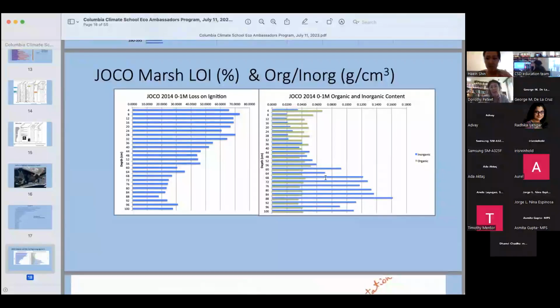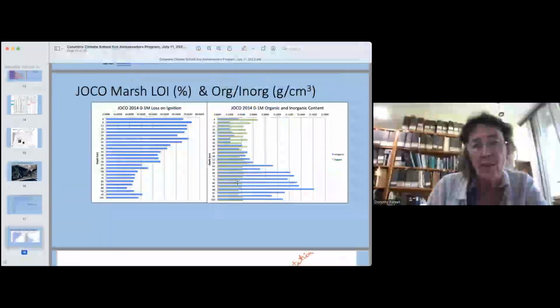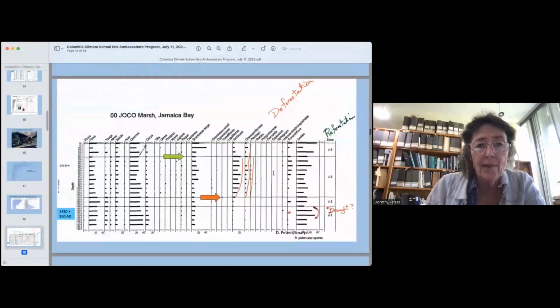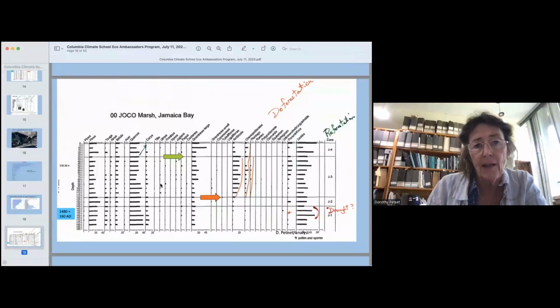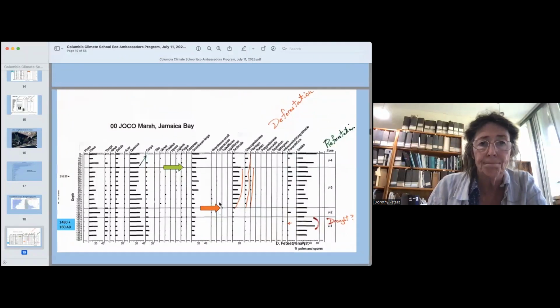If we separate the blue, in this case, is the mineral, and the green is the organic. So we're getting the same pattern. And the pollen basically is giving us the same pattern too. Our date here is a little bit older, but basically you can see around 115 centimeters, the Europeans came and cut down the trees again.